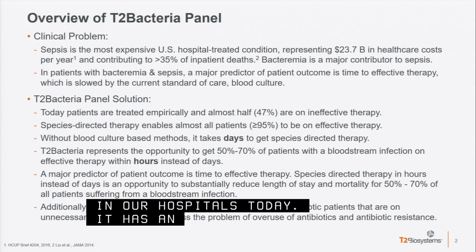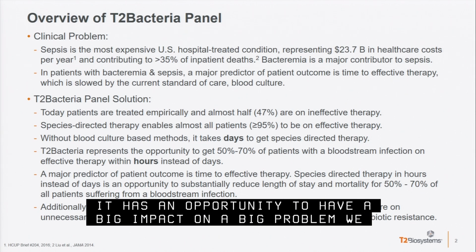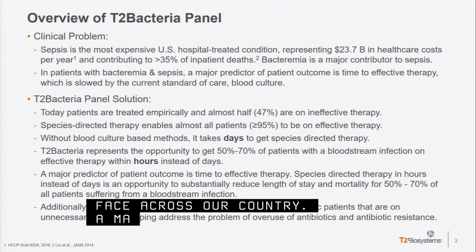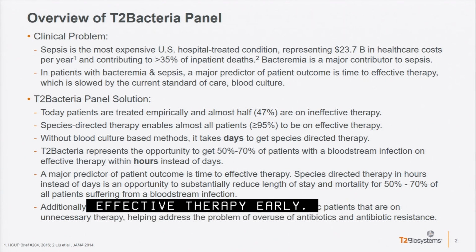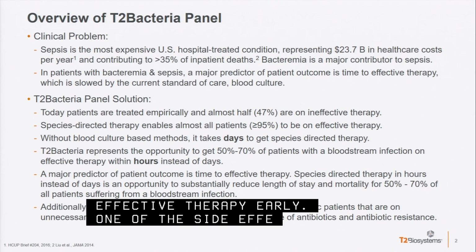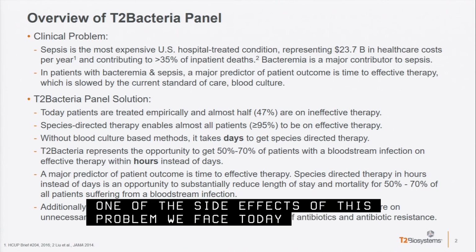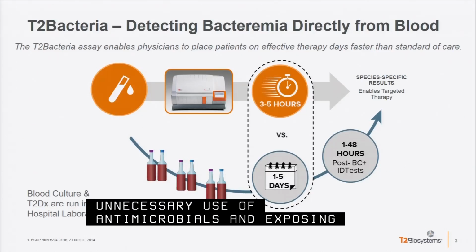As I've mentioned, a major predictor of outcome is getting patients on effective therapy early. I'm going to take you through a few examples of that. And also, one of the side effects of this problem that we face today is the unnecessary use of antimicrobials and exposing patients to antimicrobials that they don't need, which can contribute to the spread of resistance.